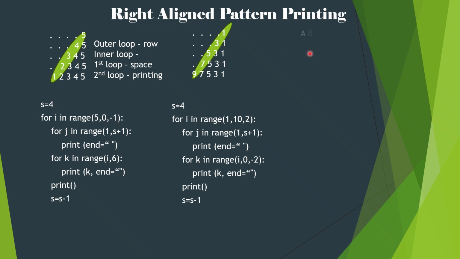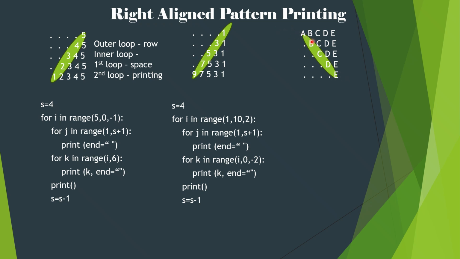Now let us take one alphabet example. Another pattern: ABCDE, BCDE, CDE, DE and E. Here E is in the same sequence. This is also right aligned, but here it is different from the previous one. Here the space is increasing. In the first line there is no space, then the space is increasing. So in this program the space initial value will be 0. Here you can see the vertical change A to E.